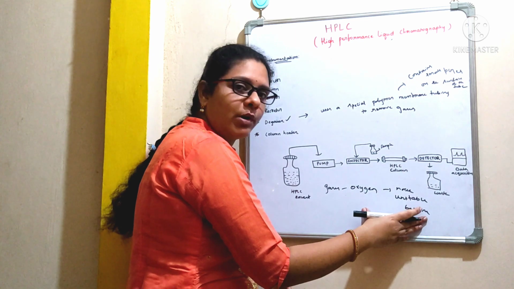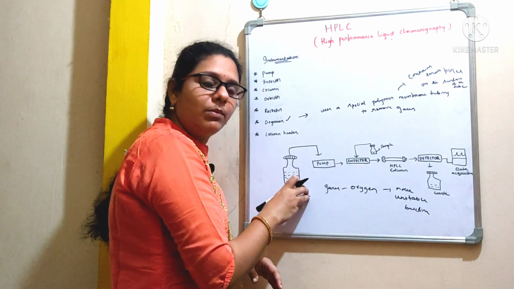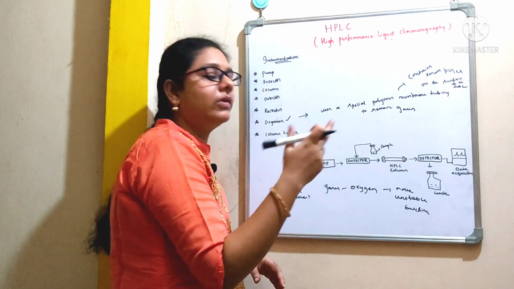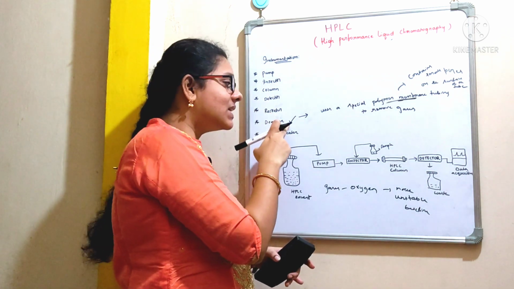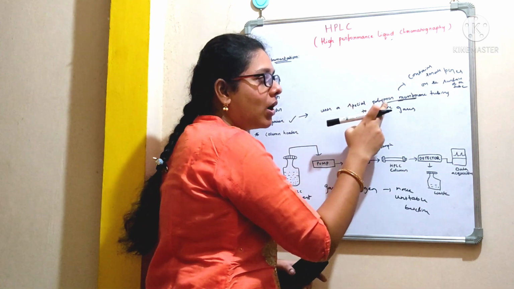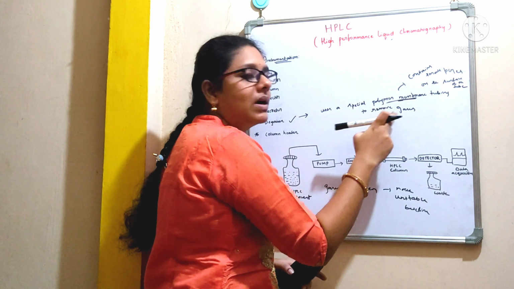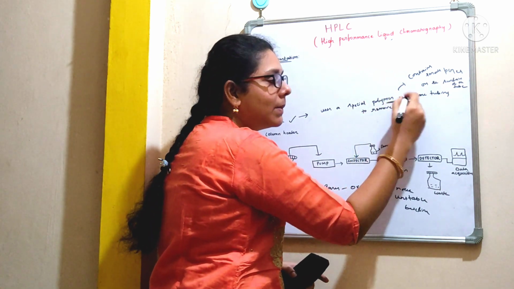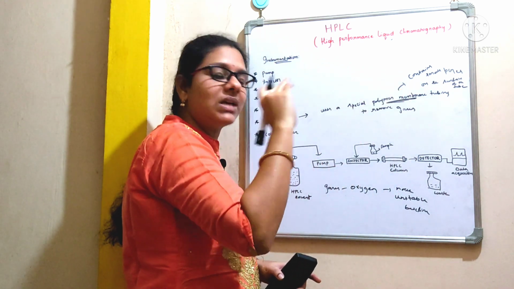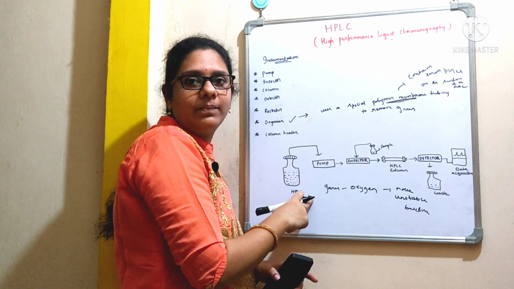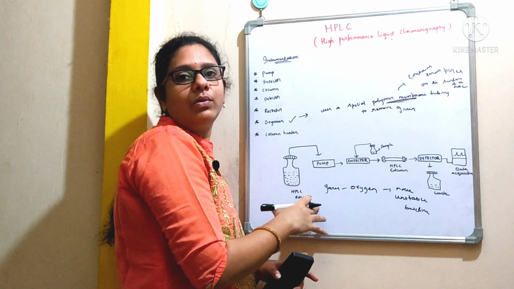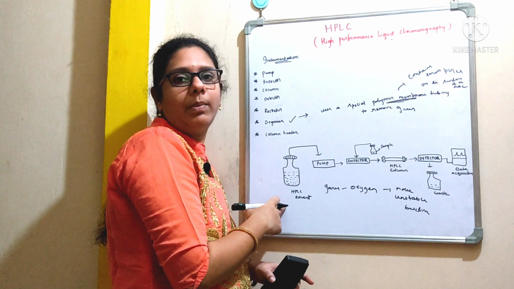To avoid this problem, the gases which are present in the mobile phase are to be removed before we go with the experiment. So this degasser uses a special polymer membrane tubing to remove gases. This polymer membrane contains smaller pores which allow the gas to pass through it. In this way, we are going to remove the gases which are present in the mobile phase.